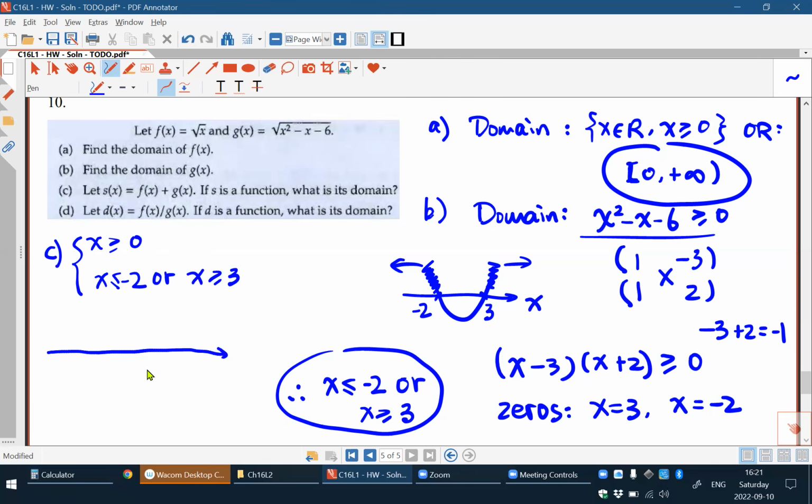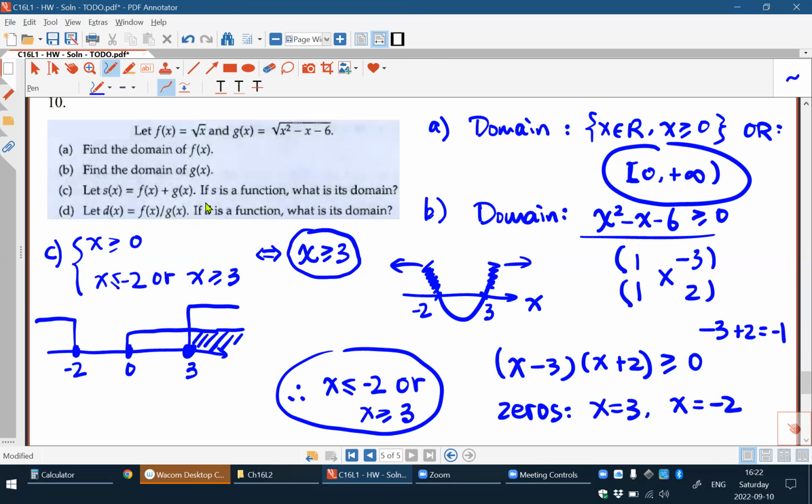Okay, then let's consider there are three numbers, which are -2, 0, and 3. First, x must be greater than or equal to 0, right? Second, x can be less than or equal to -2, or x can also be greater than or equal to 3. So what are the common areas? Only here, right? You see that? Therefore, this is equivalent to x is just greater than or equal to 3. So this is the domain of S(x), right?